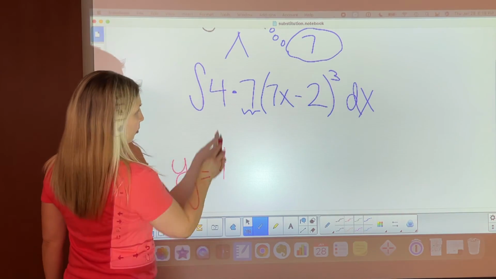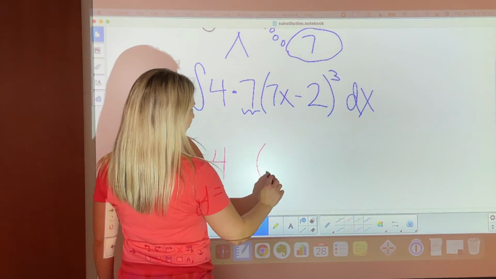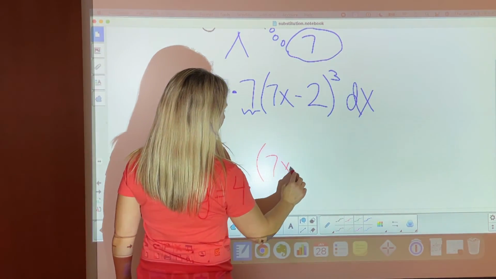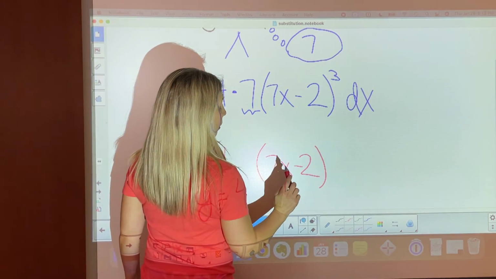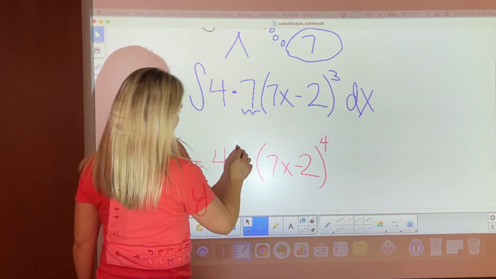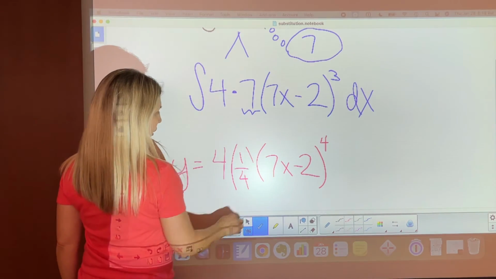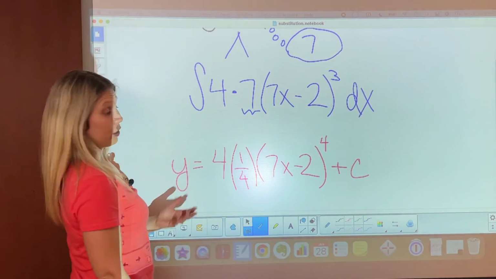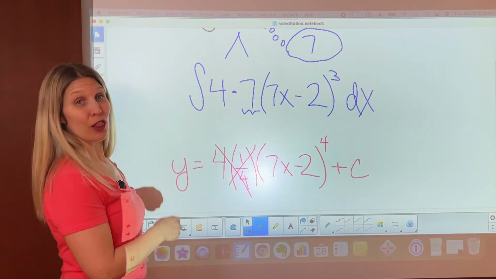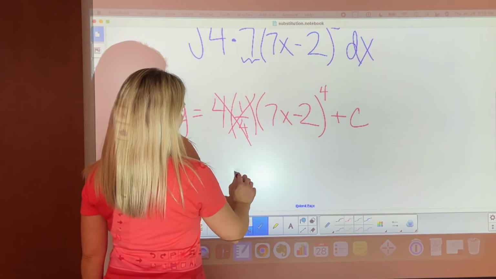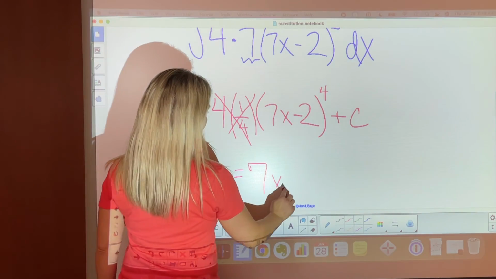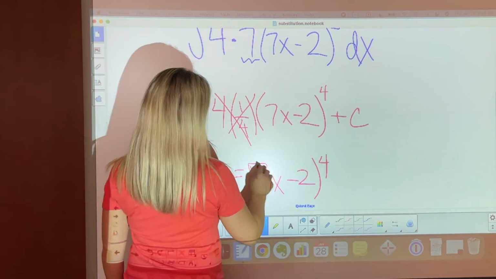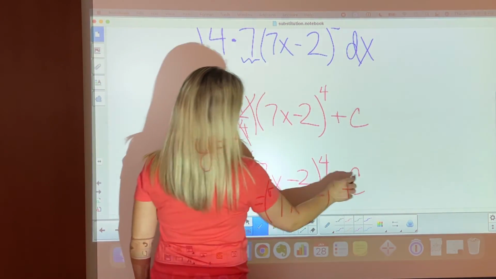The 4 is going to come along for the ride. I leave my inside piece the same. I integrate my outside piece. You add 1 over 4 here, plus c. Hopefully you see, those pieces drop. You're just left with 7x minus 2 to the 4th power plus c.